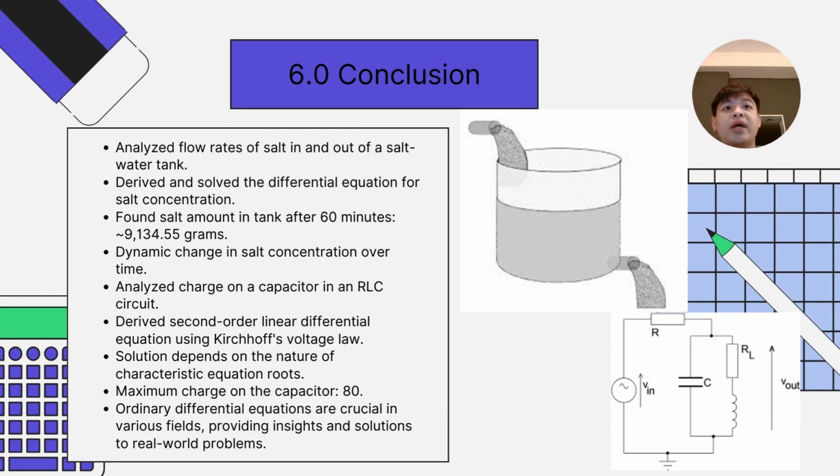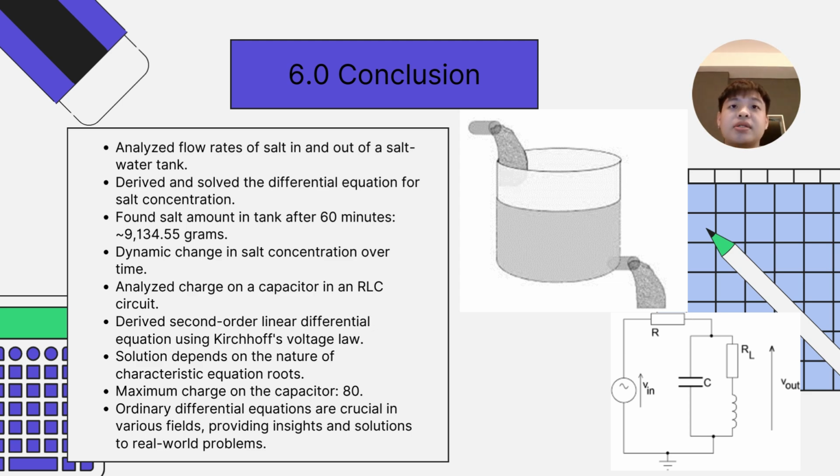In conclusion, we analyzed the flow rate of salt into and out of a tank containing a salt water mixture. Starting with 15,000 grams of salt in 1,000 liters of water, we derived the differential equation governing the salt amount over time. Solving this equation revealed that the amount of salt in the tank after 60 minutes is approximately equal to 9,134.55 grams, showing the dynamic change in concentration towards stabilization.